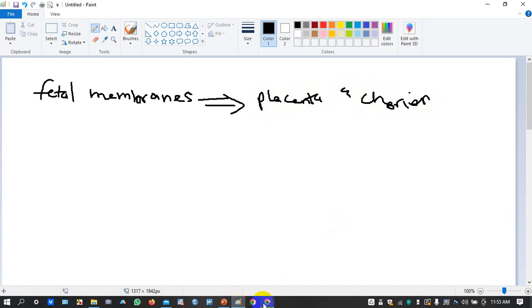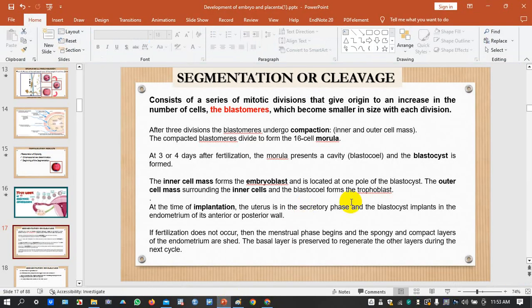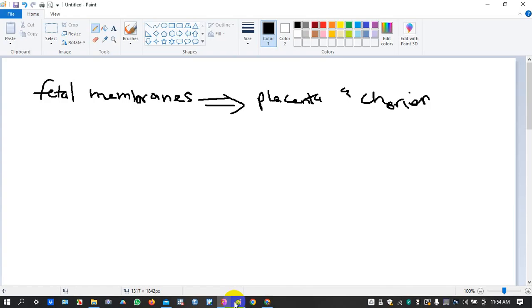Okay, so let's continue. The fetal membranes are formed from the trophoblast. Later the trophoblast divides into syncytiotrophoblast and cytotrophoblast. We will see that later. At the time of implantation, the uterus is in the secretory phase, and the blastocyst implants in the endometrium of its anterior or posterior wall. Most of the time, the implantation of the conceptus is in either the posterior or the anterior wall.